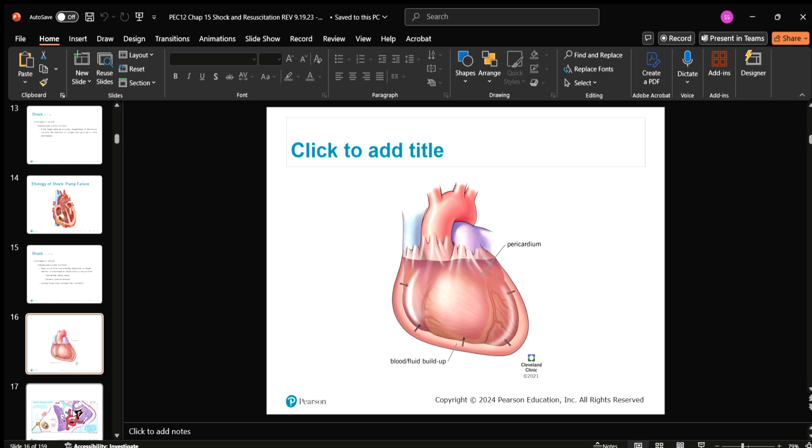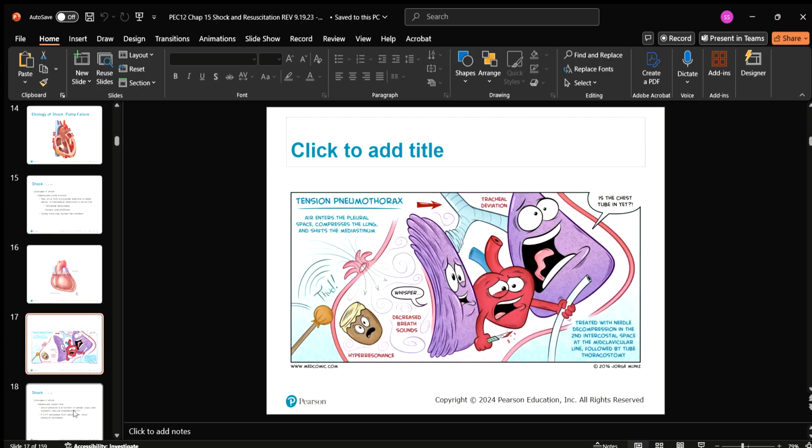Now we're going to talk about a tension pneumothorax. I hate this picture, but it does describe what's going on. So, tension pneumothorax, let's break that down. Tension meaning pressure, pneumo meaning air, thorax being the chest. So I have a buildup of air causing pressure within my chest cavity.